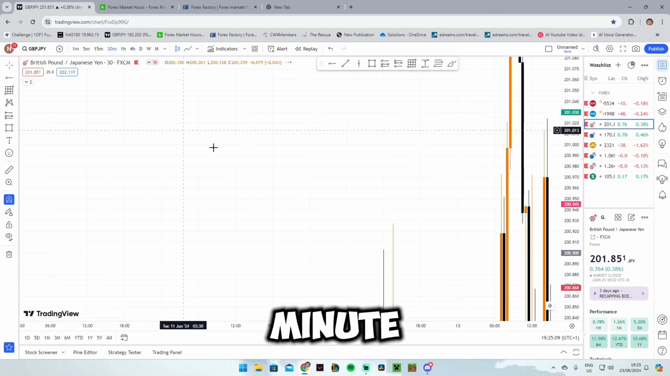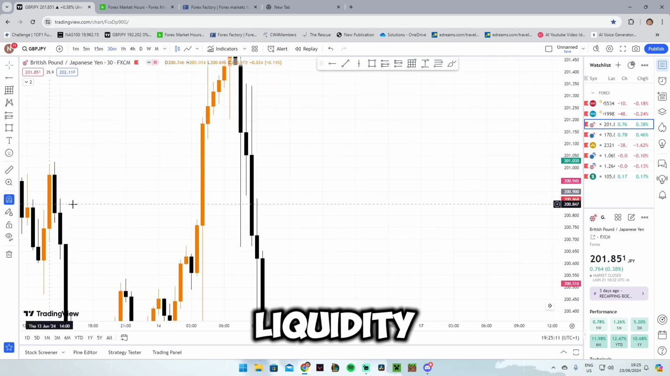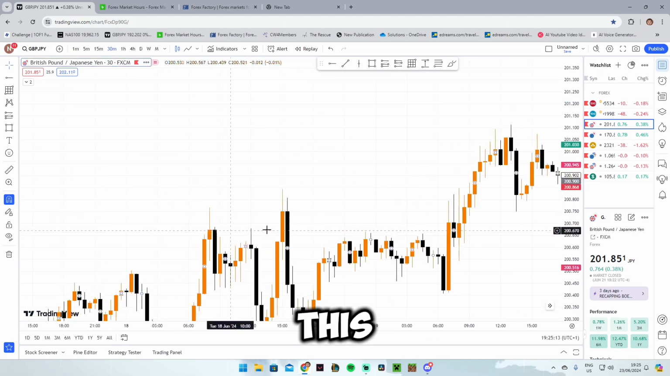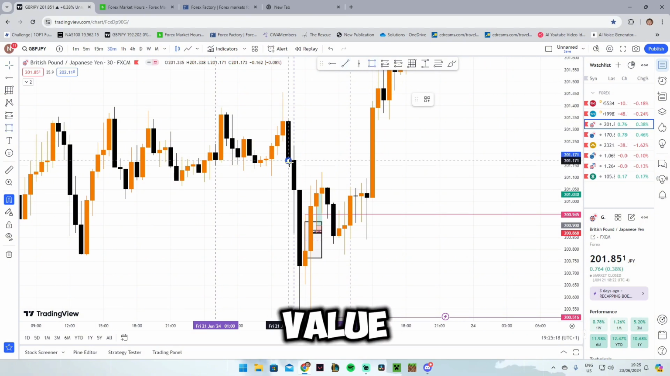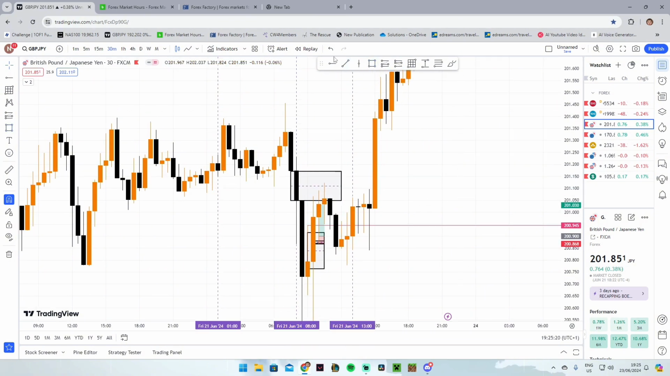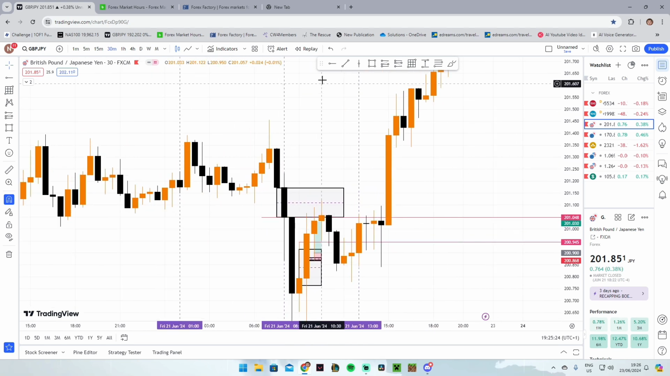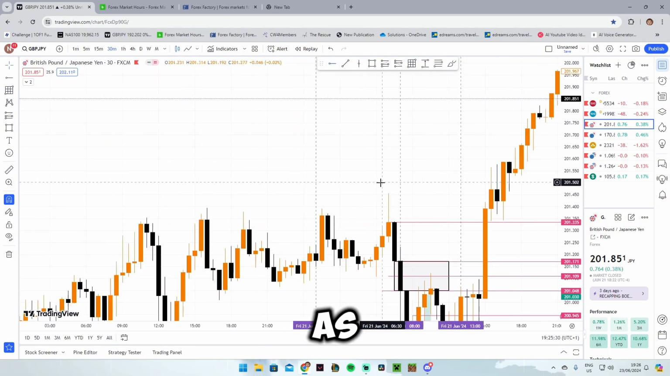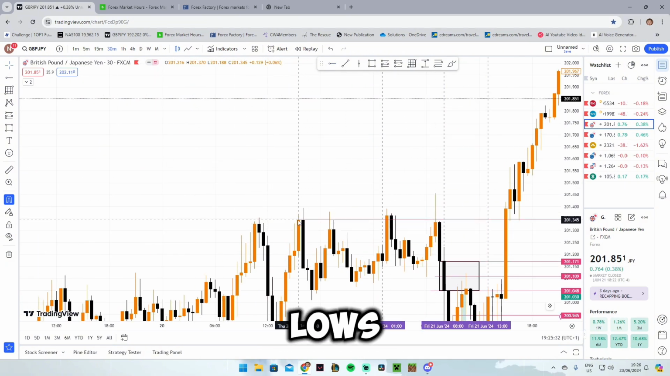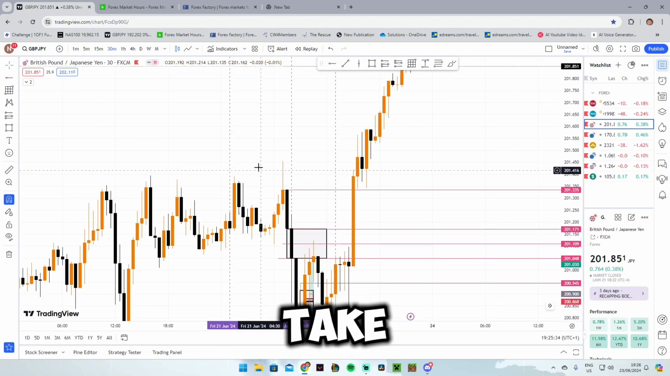And 30 minute, looking for your draws on liquidity. You know the stuff at this point. It's been 30 minutes. You know the stuff. Fair value gap right here. Open and close. Open. Middle. Close to this. Take profit up here as well. All these equal highs and lows. Somewhere here you would have had that take profit.